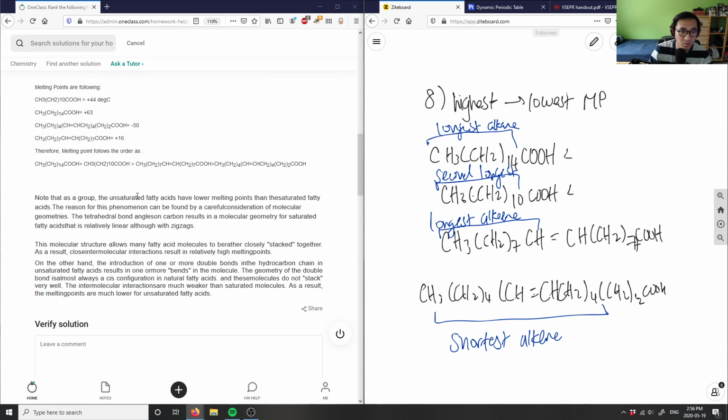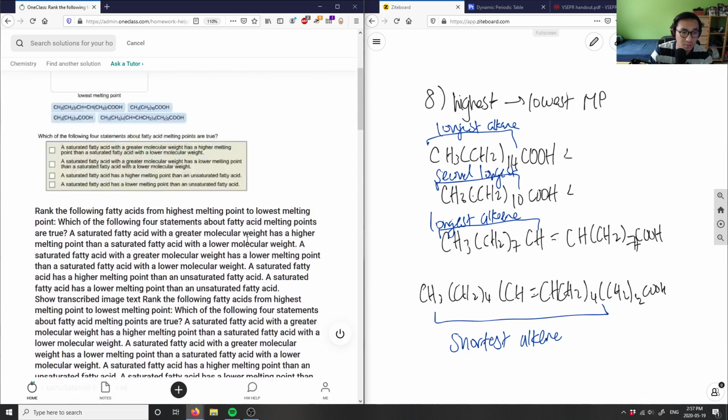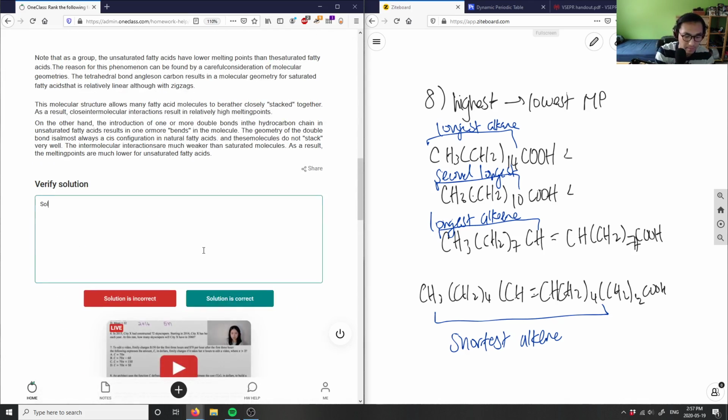Let's see. So it says unsaturated fatty acids have lower melting points. That's true because of the molecular geometries. Again, with tetrahedral bond angles, saturated fatty acids are relatively linear, so they're stacked together, which is good. And with double bonds, there are actually kinks in the hydrocarbons, so they don't stack as well. So the intermolecular forces are indeed weaker. So this solution here is correct. Good analysis.